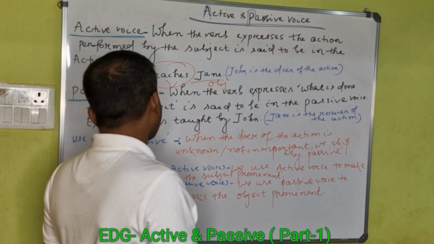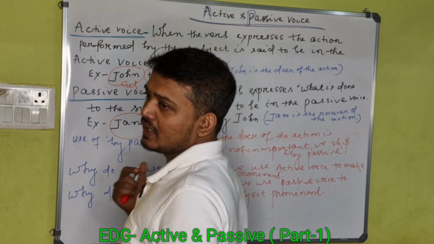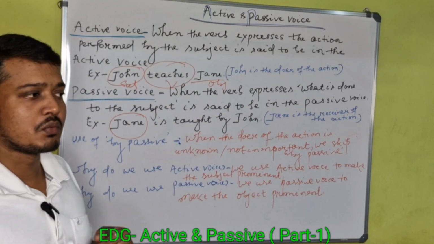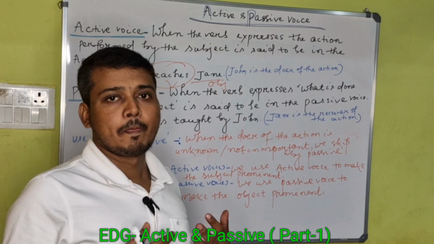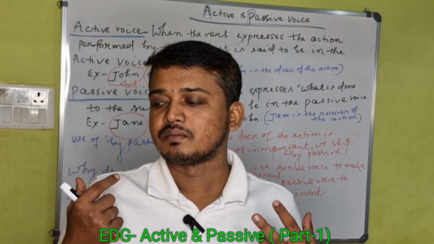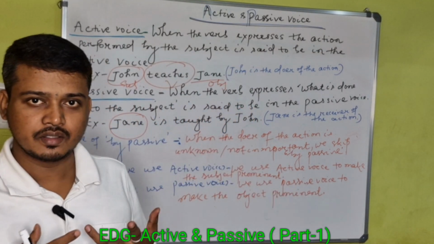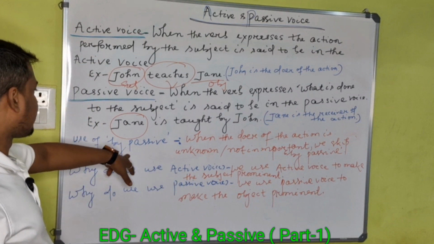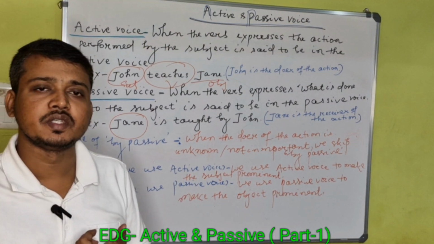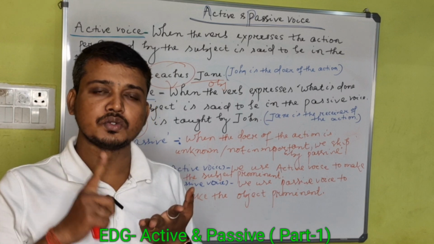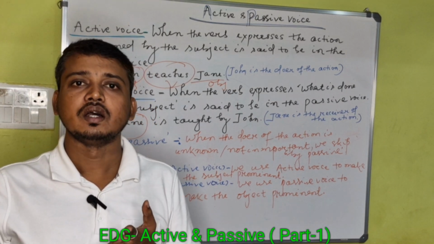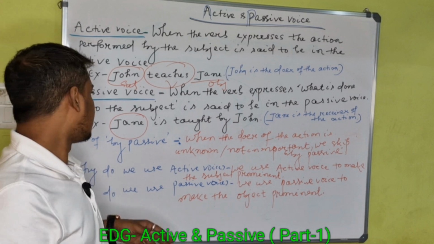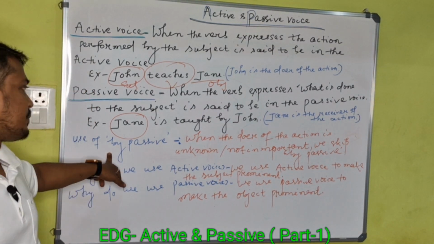Sometimes we omit "by" in a sentence. Sometimes we do not use "by". But what is the actual reason why we do not use this "by"? Sometimes the doer of the action is unknown, unimportant, or not mentioned. That is why we omit using the "by" passive.